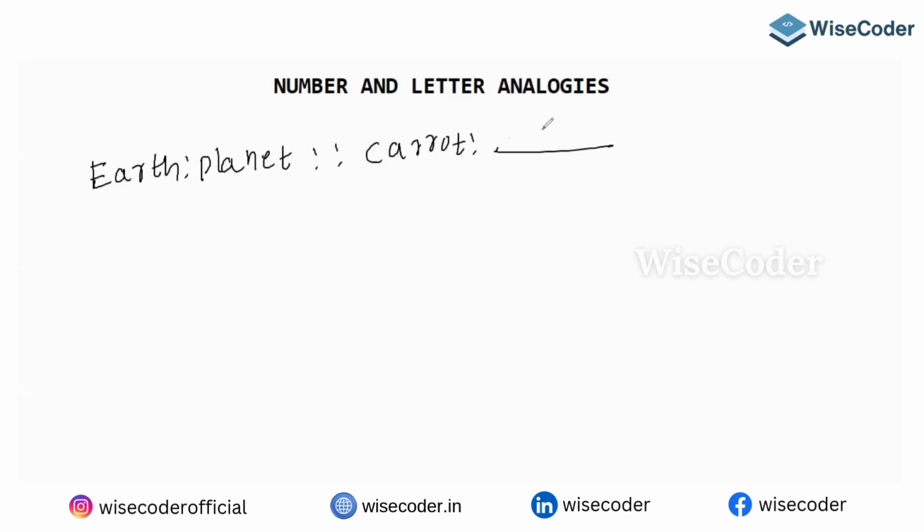So please understand what is behind this particular thing. If you closely observe, Earth is a planet, then carrot is a what? It's a vegetable. Carrot is what, guys? Vegetable. Next.